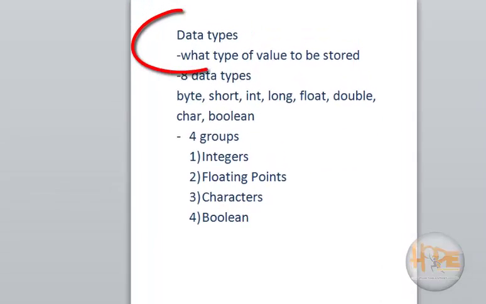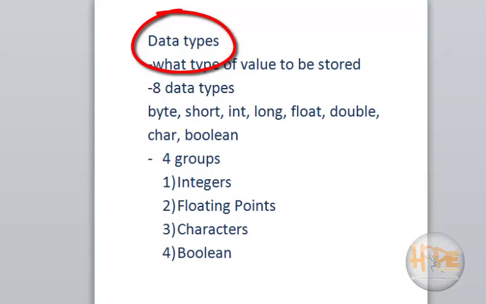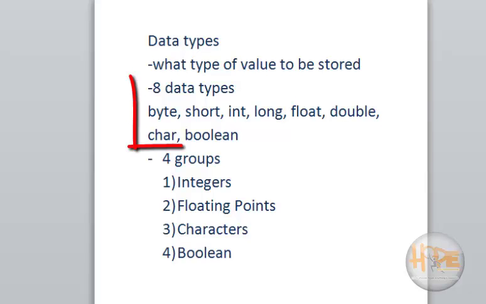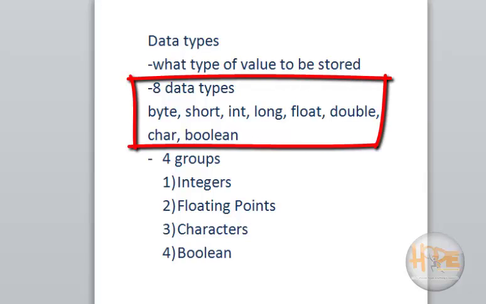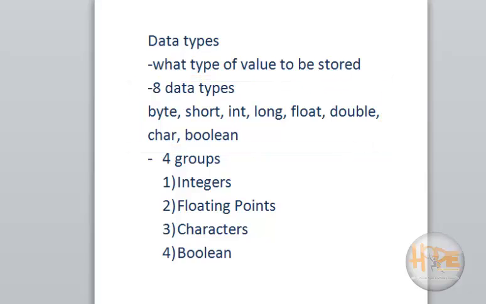Data types are used to store a particular value in a variable, which represents what type of value is to be stored. There are 8 data types in Java: byte, short, int, long, float, double, char, and boolean. These data types can be divided into 4 groups: integers, floating points, characters, and boolean.